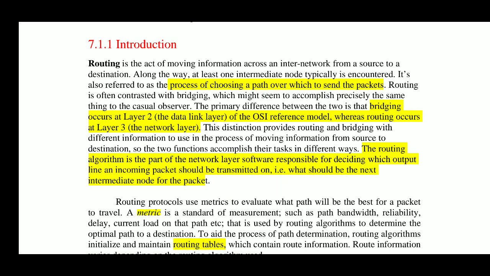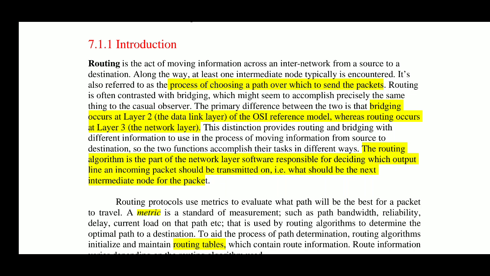You can confuse it with bridging, but bridging occurs at layer 2, the data link layer, but routing occurs at layer 3. So the distinction provides routing and bridging with different information to use in the process of moving information from source to destination.